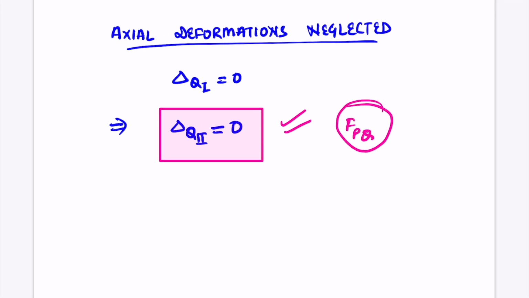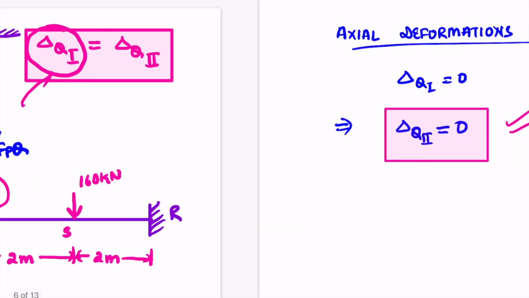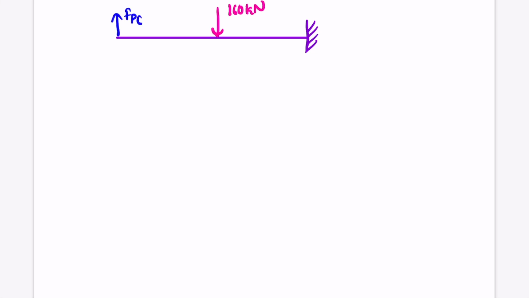Now let us find this delta Q2, that is deformation of this point Q in this beam, and put it to 0. From that we will get a value of FPQ. So let us draw this beam separately here. So this is the beam. Here is the load, which is 160 kilonewton. Here we have our force FPQ.